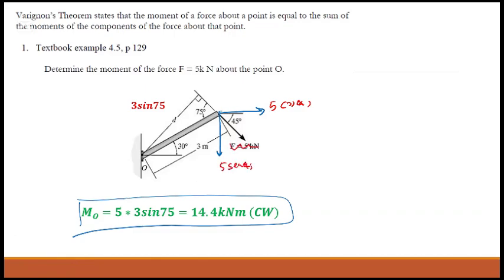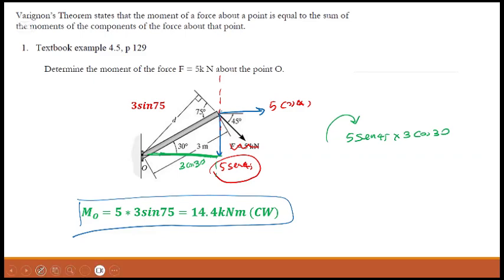And if you extend the line of action of this one, 5 sine 45, that perpendicular distance will be this one here, which is 3 cos 30. So you can write it as 5 sine 45 times 3 cos 30. It's in the direction of this direction. Yeah, that's what I did.